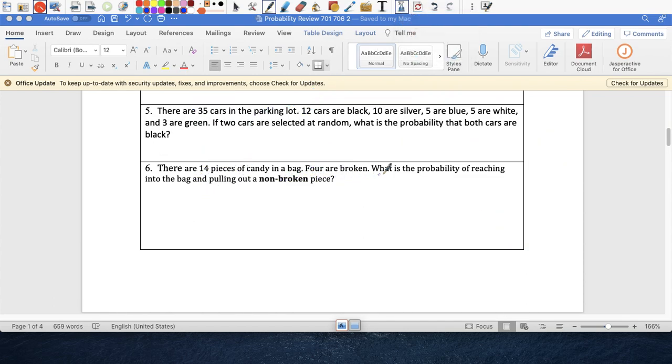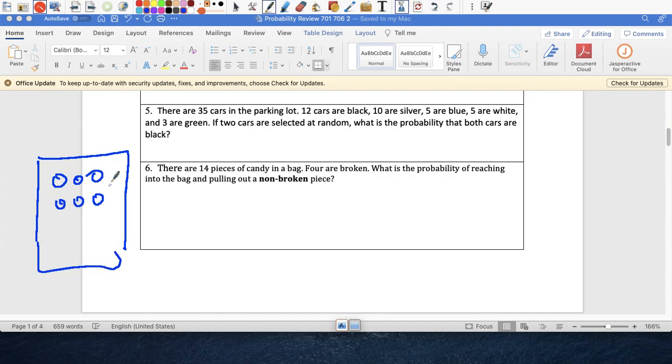There are 14 candies in the bag. 4 are broken. What's the probability of reaching into the bag and pulling out a non-broken one? So you have 14 candies in the bag, right? 1, 2, 3, 4, 5, 6, 7, 8, 9, 10, right? And then this is broken, this is broken, this is broken, this is broken. So what's the probability of going into the bag and getting a broken candy? No, sorry, not broken, non-broken, one that's not broken. So we want these ones, right? What's the probability you're going to get these ones that are not broken?